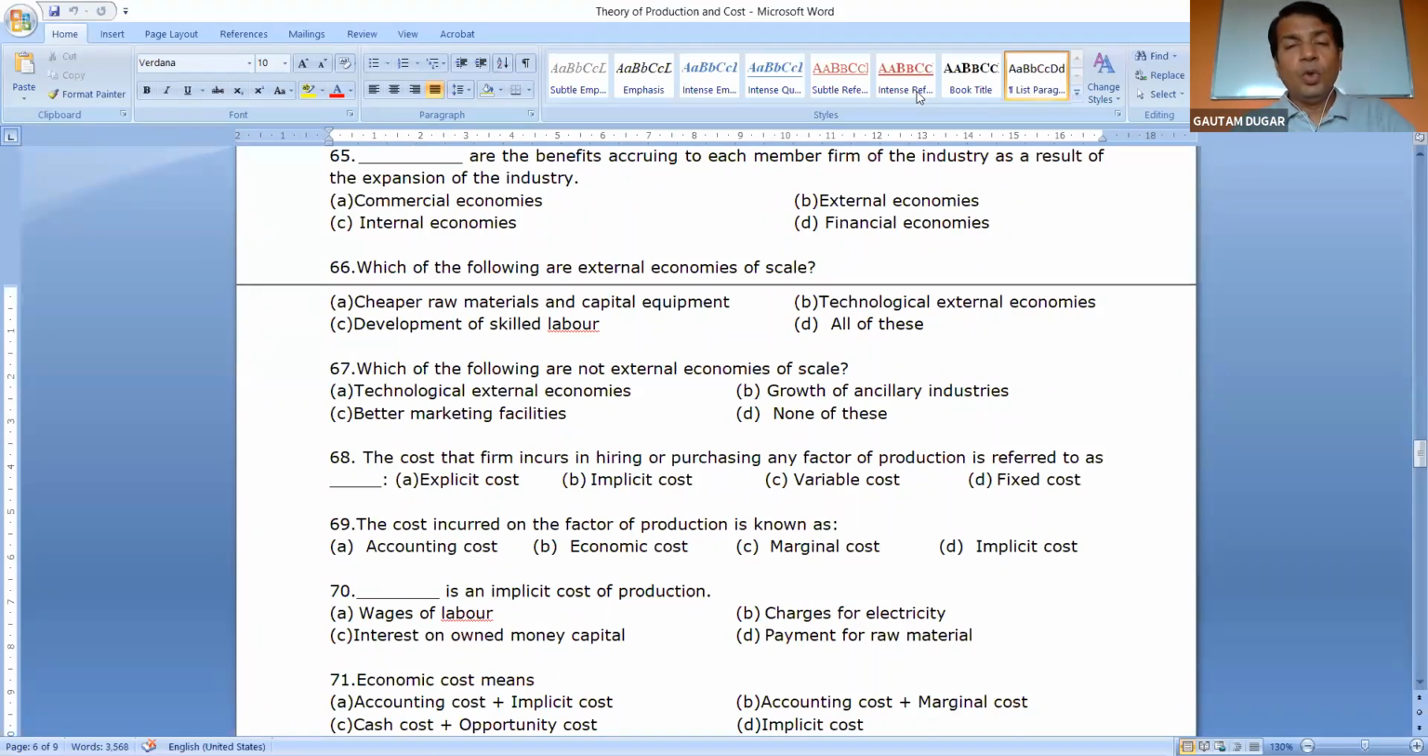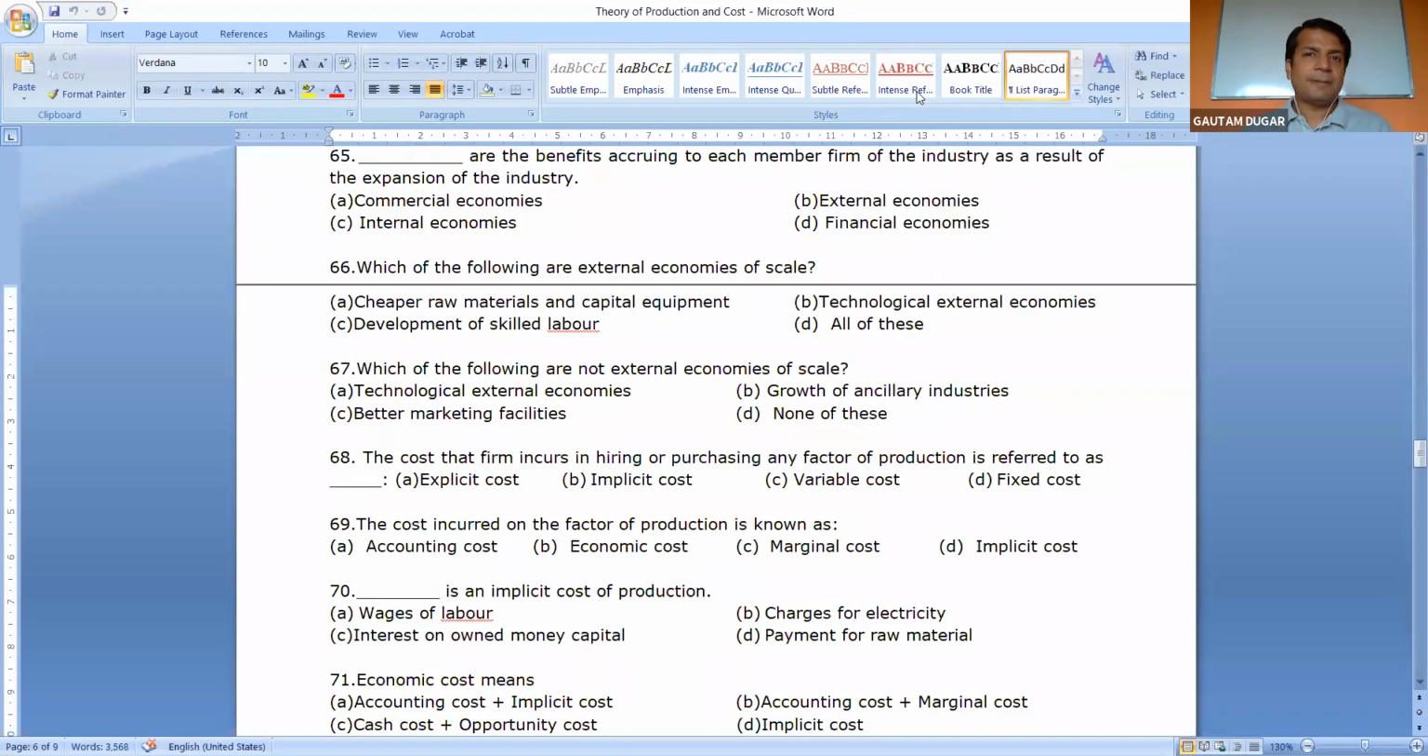You've paid interest on a loan to the bank, that is an explicit cost. And what is an implicit cost? The cost of the factors of production owned by the entrepreneur, that is implicit cost. What's the point?